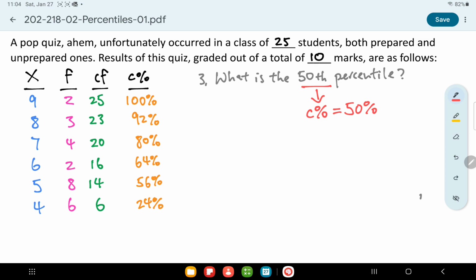And when we look, we don't see a 50% clearly indicated in the column of cumulative percentages in the frequency distribution table. What we do see, however, and that's what you need to be responding to, is that your eyes are immediately drawn to the possibility that it would be somewhere between the 56% and the 24%. And if that's what you're thinking, you are correct.